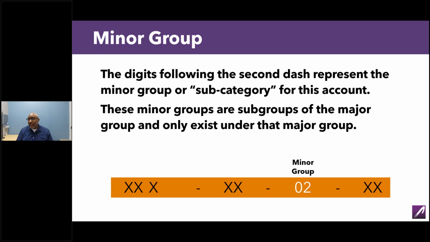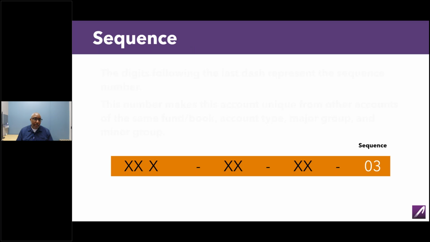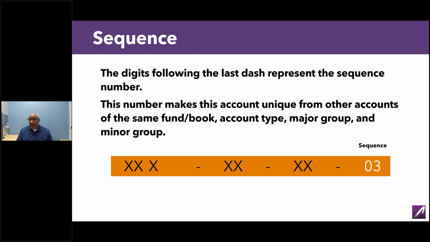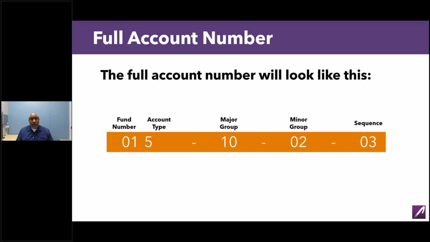The digits following the second dash represent the minor group, or a subcategory for this account. The minor groups are subgroups of the major group and only exist under the major group. The digits following the last dash represent the sequence number. This number makes this account unique from other accounts of the same fund or book, account type, major group, or minor group.